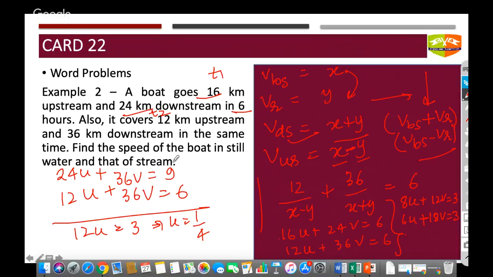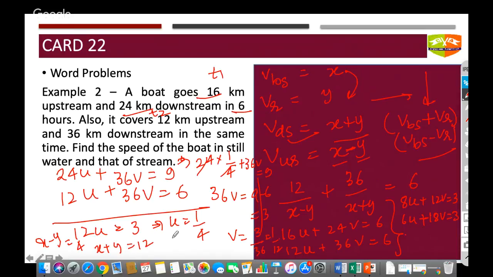Now if u is equal to 1 by 4, what will be the value of v? So 24 into 1 by 4 plus 36v is equal to 9. So 36v is equal to 9 minus 6, which is 3. v comes out to be 3 by 36, which is equal to 1 by 12. So u was 1 by x minus y, so x minus y is equal to 4 and x plus y is equal to 12. From here, 2x is equal to 16, so x is equal to 8, and y would be equal to 4. x I have assumed to be the speed of the boat, so this is 8 kilometers per hour, and the speed of the river is 4 kilometers per hour.